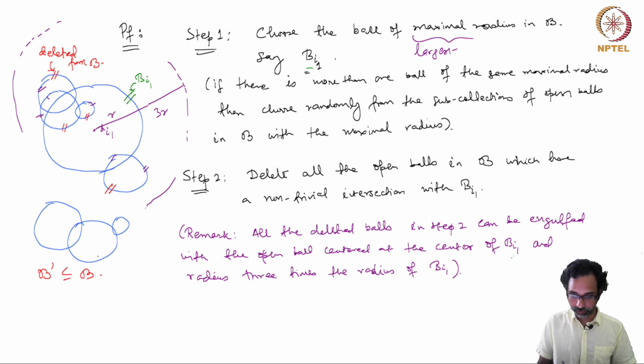And now we are left with a subcollection B prime for which we repeat. So we get another ball of maximal radius BI2. Then we delete in the next step all the open balls intersecting BI2 and so on. And since there are only a finite number of balls, this repetition of step 1 and step 2 will terminate at finite time.